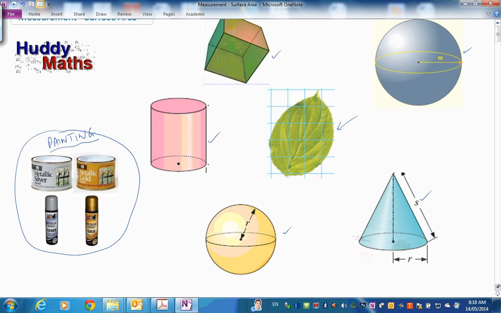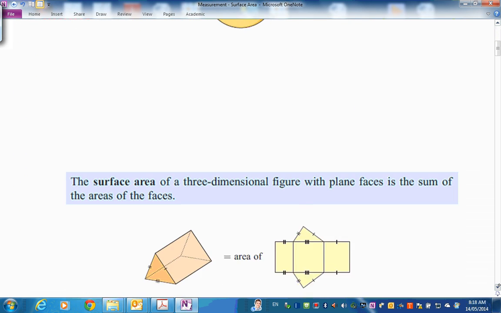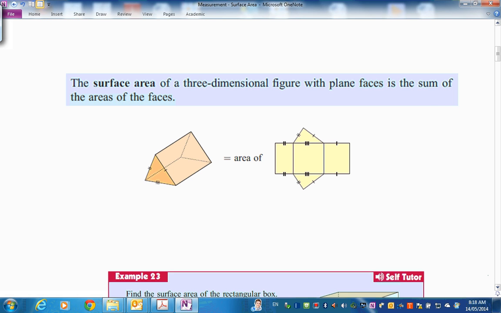All right, so let's have a look at how we do these now. So the surface area of a three-dimensional figure with plain flat faces is the sum of the areas of the faces. So let's do this easy one here now. This is a triangular prism, if you like. Then you could lay it out. This is called the net, the flat two-dimensional picture, which when folded up will create that three-dimensional shape.